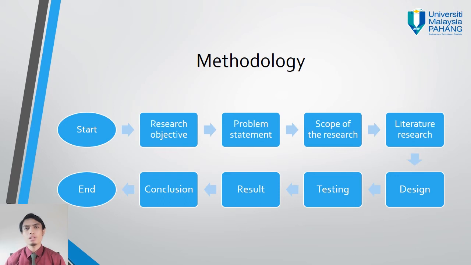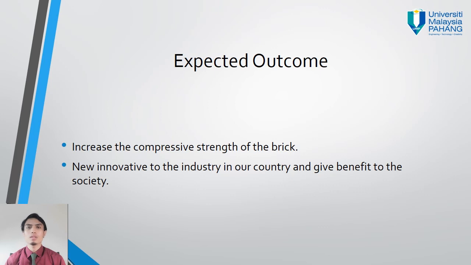The testing must be conducted at least 3 times with different bricks and the same ratio of the mixture to get the average value. After that, the result we get from the testing can be used to make the conclusion before the end of the study. The expected outcome is that the brick might have increased compressive strength with the addition of the rice husk, and can give a benefit to society when this brick is used.